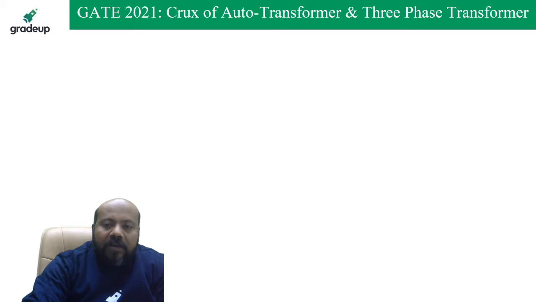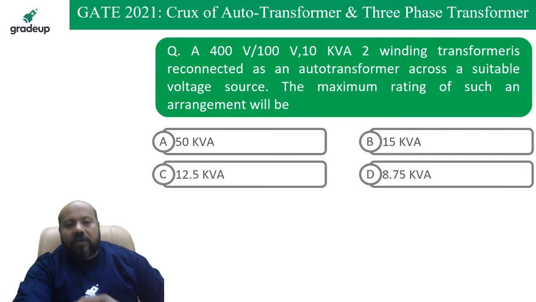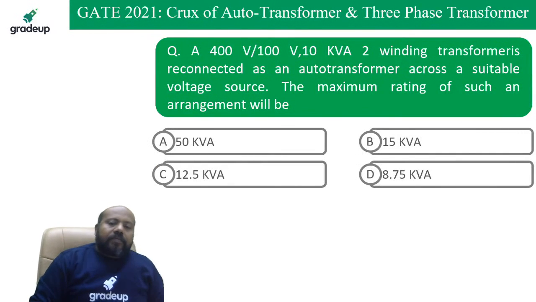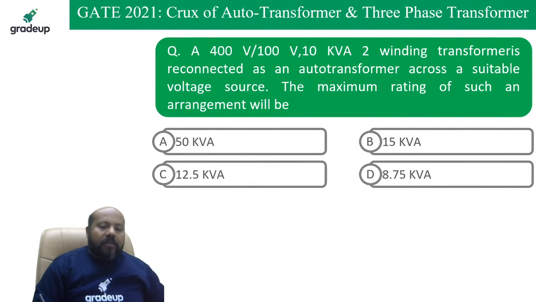Now if the time remains, then we will discuss three-phase transformer. Otherwise, let us do one question first so that you understand better. See this question on your screen and try to do it. It says a 400/100 volts 10 kVA two-winding transformer is reconnected as an auto transformer across a suitable voltage source. The maximum rating of such an arrangement will be.